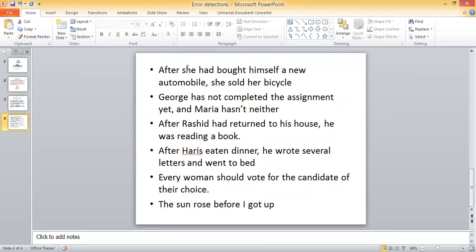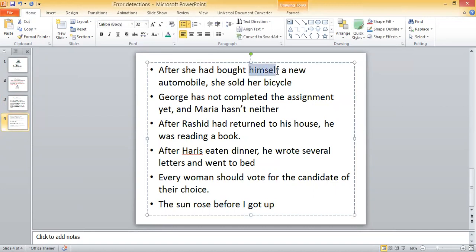Okay. After she had bought himself a new automobile, she sold her bicycle. So this is the issue. When you are talking about she, the correct belongingness would be herself rather than himself. Himself is for the male gender.